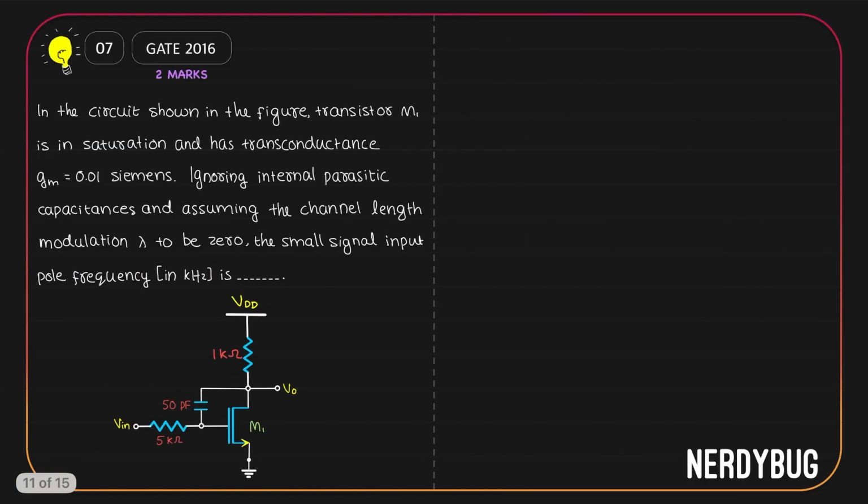Let us see the next problem. In the circuit given in the figure, transistor M1 is in saturation and it has a transconductance 0.01 Siemens. We can ignore the internal parasitic capacitances and assume that channel length modulation coefficient lambda is 0. Then we have to find the small signal input pole frequency in kilohertz.